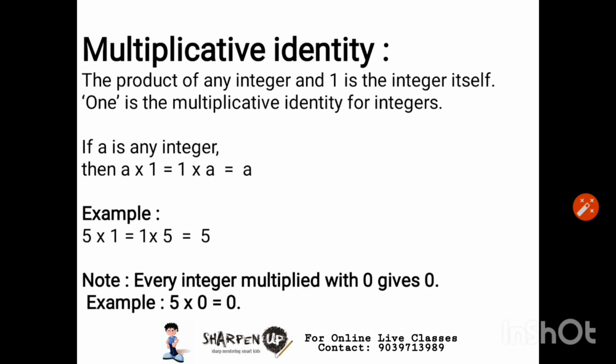Multiplicative identity. The product of any integer and 1 is the integer itself. 1 is the multiplicative identity for integers. For example, if we find the product of 5 and 1 in any order, the result is 5 itself. Here is a note for you. Every integer multiplied with 0 gives 0. What does it mean? That means if I multiply any integer with 0, the result will always be 0.